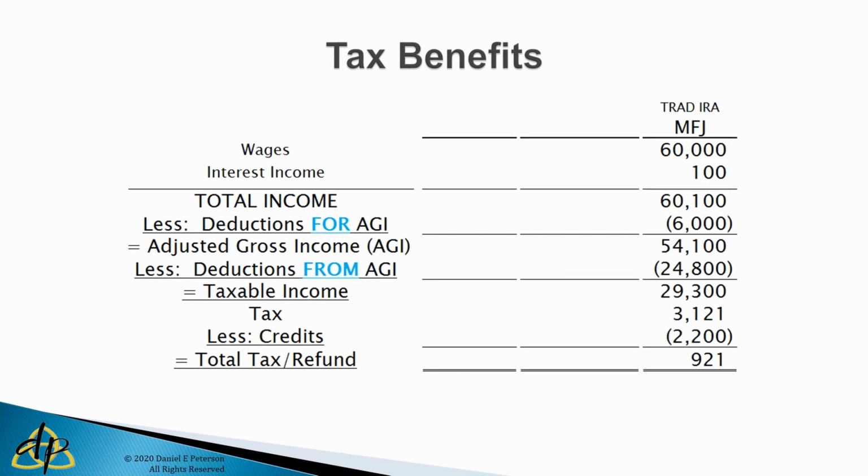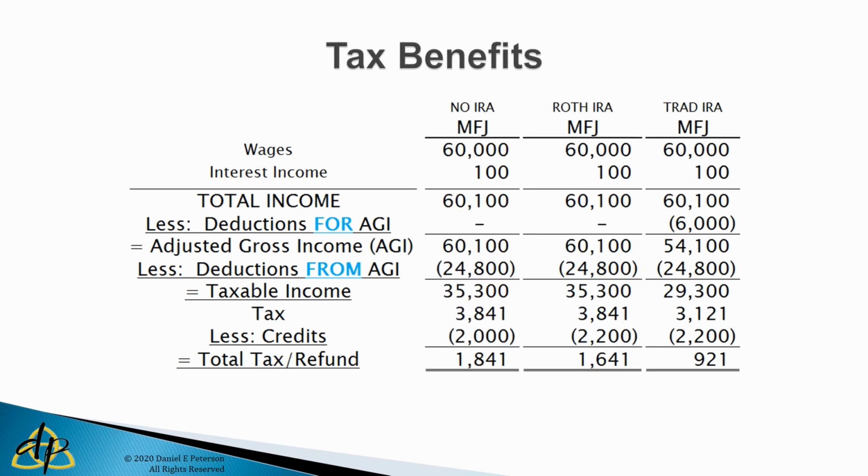In the event this couple decided to make a traditional IRA contribution in which they receive a deduction for AGI, they reduce their total tax to $921. Putting those scenarios side by side, you'll see that the total tax moves from $1,841 down to $921 by paying themselves $6,000.